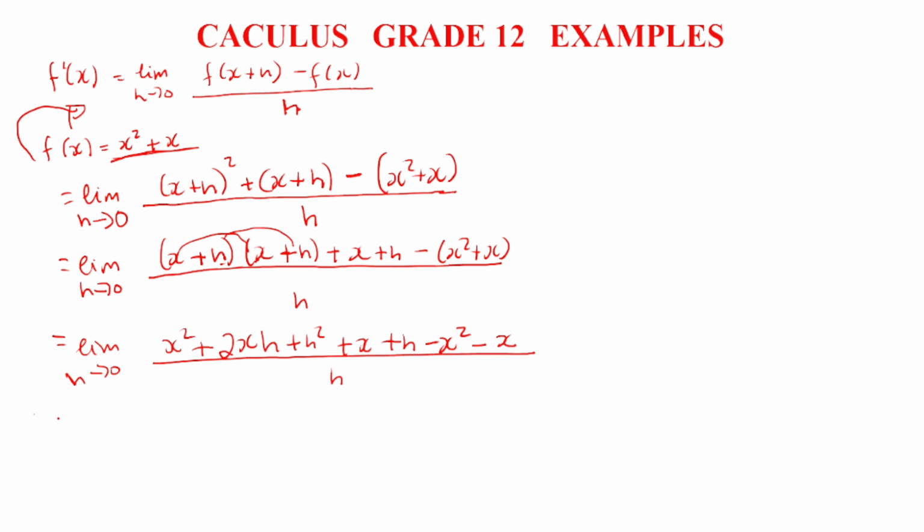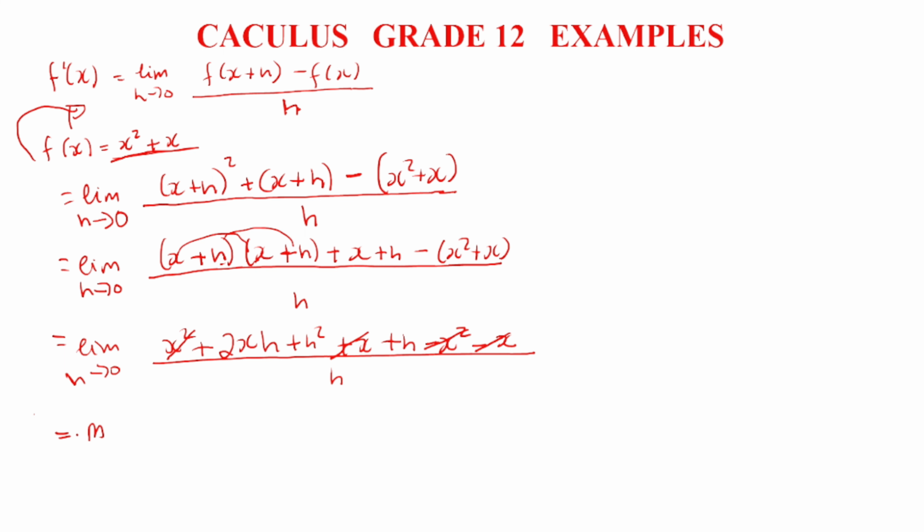Now let's look at the like terms. I've got plus x here. I've got minus x there. I've got positive x squared here. I've got negative x squared there. These would cancel out. I've got h here, and then I have got h squared here. There's no like terms anymore.